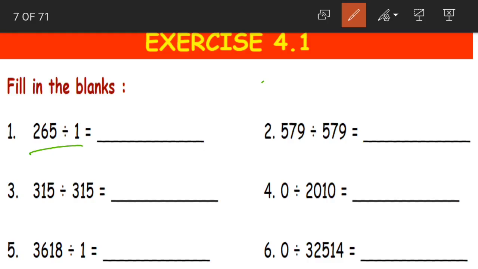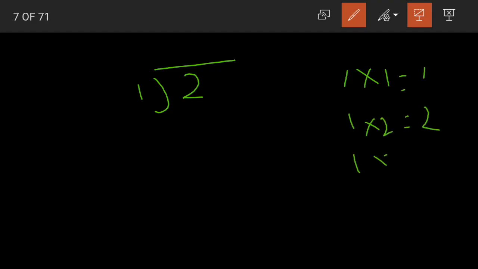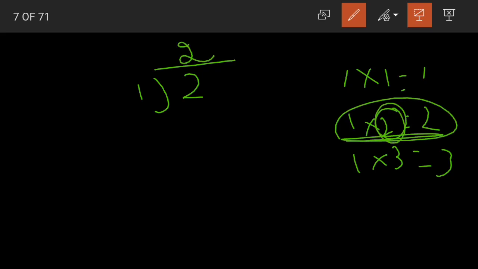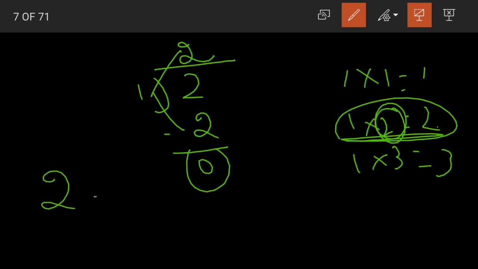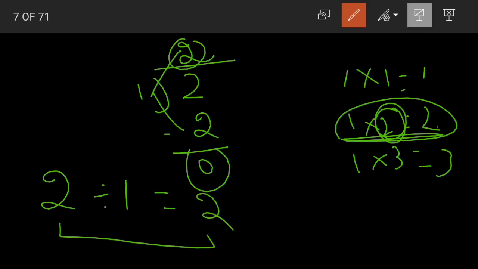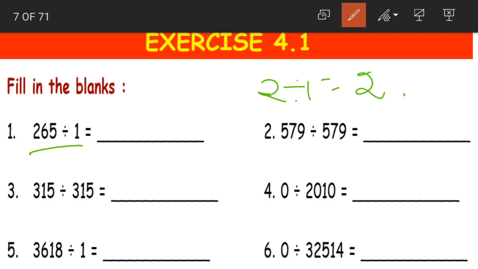Again as I said, if you think that it is a very big number, take a small number, say 2 divided by 1. Now in the 1 table, when does 2 come, children? 1 twos are 2. So 2 becomes our quotient. When we subtract, 0 becomes our remainder. So when we divide a number by 1, what is our answer? The answer is the number itself. 2 divided by 1 is equal to 2 only. So 265 divided by 1 is equal to 265 only.